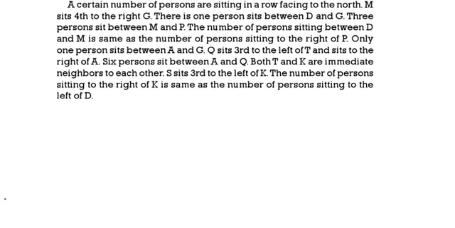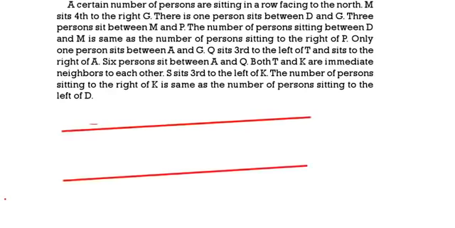Here there are a certain number of persons, so we don't know the number of persons. All of you draw two lines because we will do this question in two possibilities. And see the first one. M is fourth to the right of G.